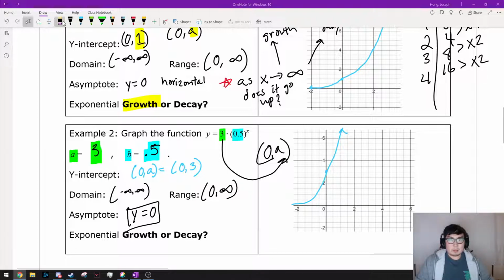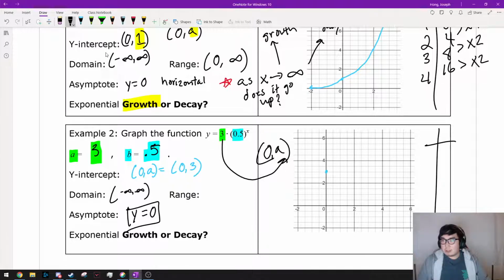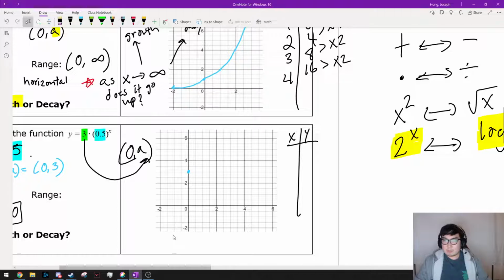I actually messed up here. Now looking at it, it's not right. And the reason why that's not right is because when I thought about it, if I have my XY table, and let's say for example I have 0.5 to the power 1, that's 0.5. But if I have 0.5, or half, to the power of 2, that's half times 1/2. Isn't that 1/4?